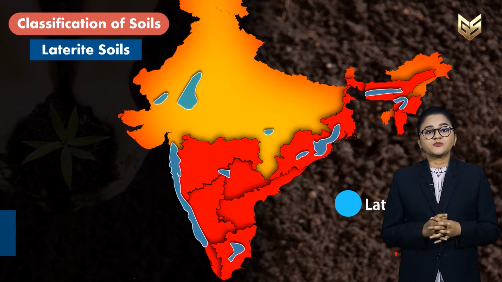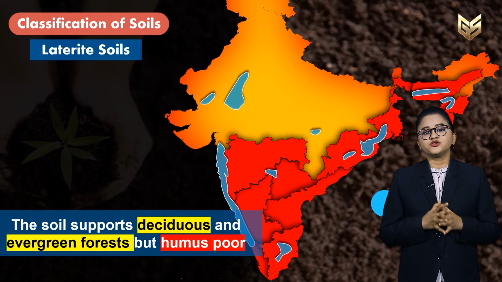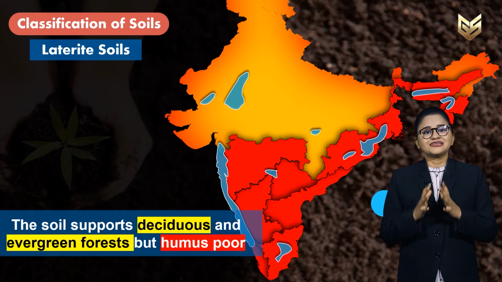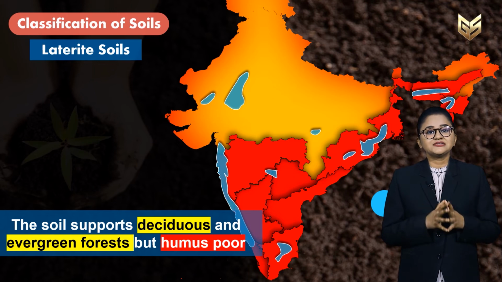This soil supports deciduous and evergreen forest and it is poor in its humus content. This soil is very useful, however, in the growing of tea and coffee. That states the reason why Assam is popularly known for the cultivation of tea.